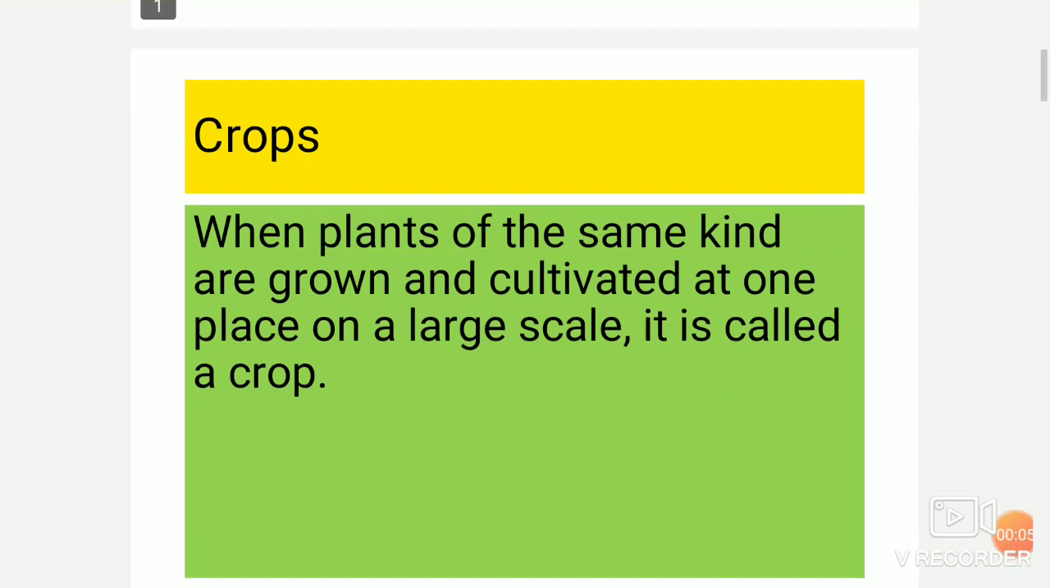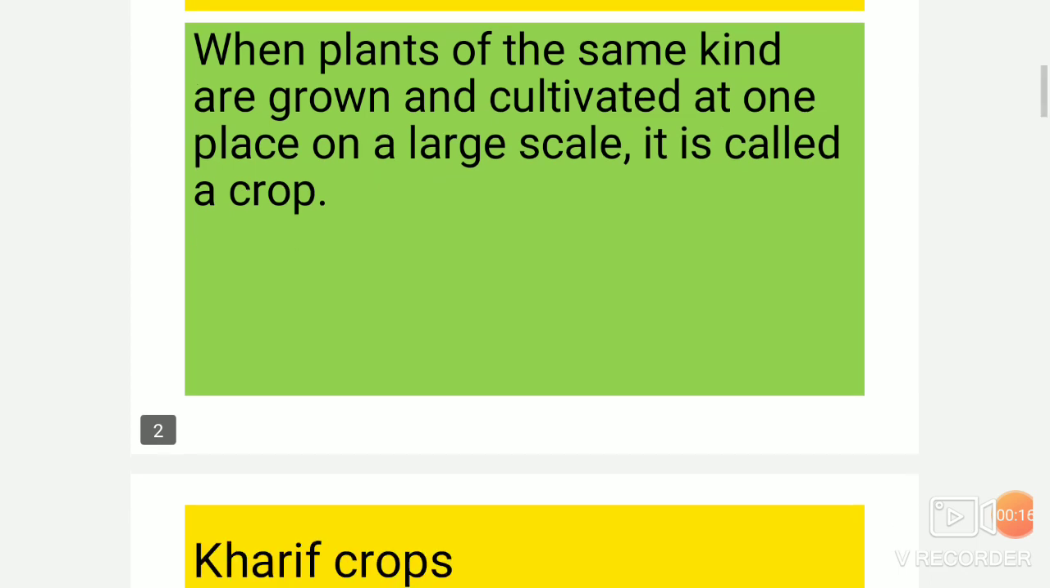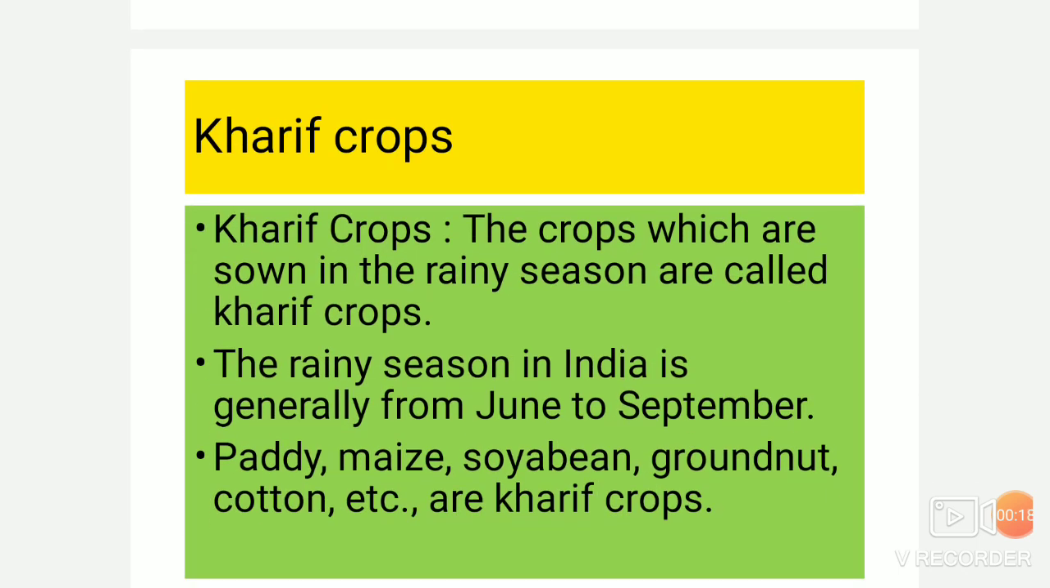Today we will discuss the crops. So what are crops? When plants of the same kind are grown and cultivated at one place on a large scale, it is called crops. Crops are of two types, kharif crop and rabi crop. So kharif crops, the crops which are sown in rainy season are called kharif crops.